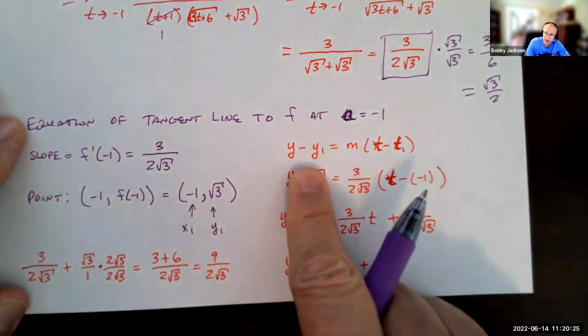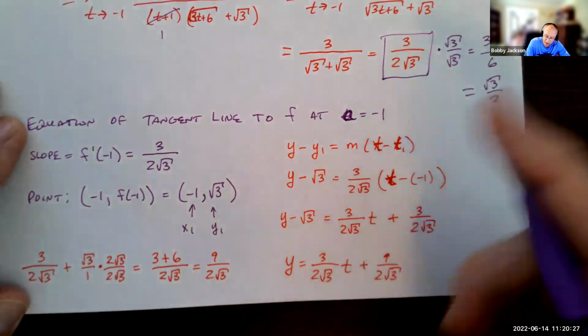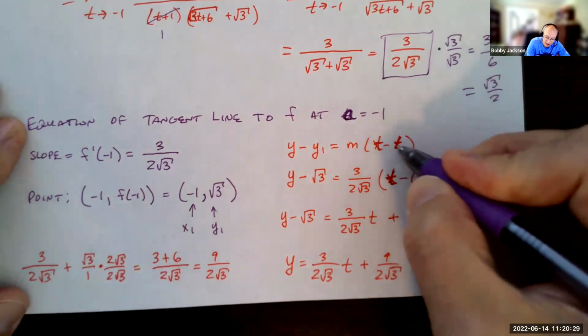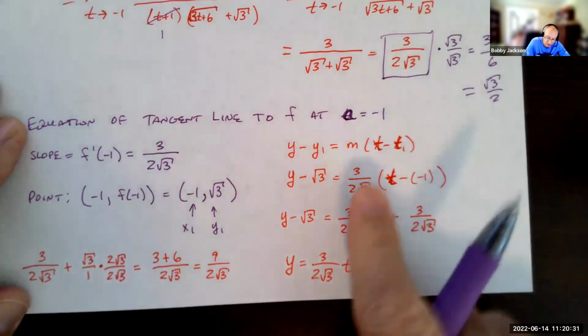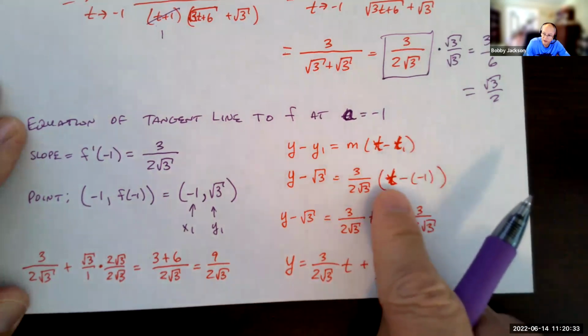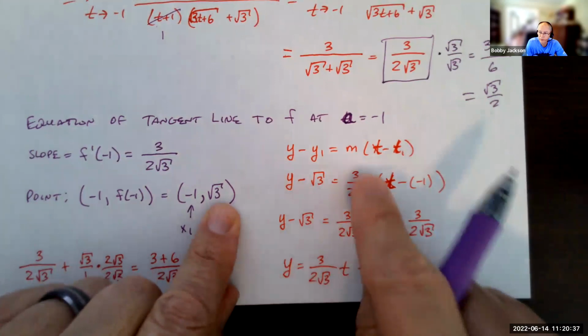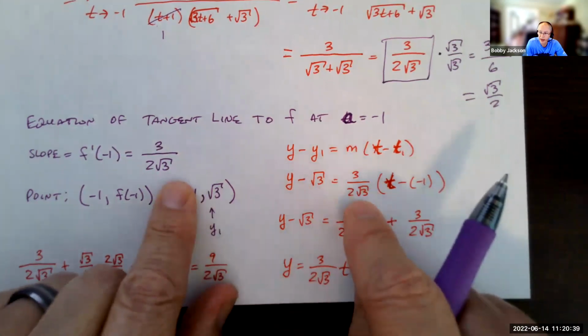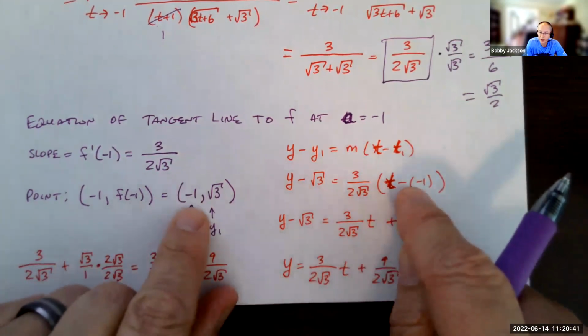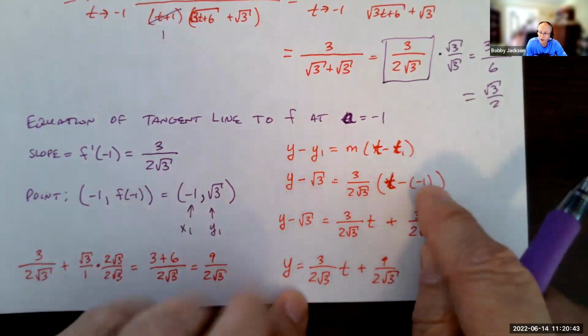And so we have our point of tangency, slope m, and x1, y1 is our point. So I'm plugging in to this. Now here's where you got to be careful. I'm so used to doing x minus x1, but it's t minus t1. Remember, it's a function of t. So you've got to have t here. When I plug in y1 square root of 3, the slope m, right, is that, and then t minus a, -1 becomes t plus 1 here, obviously.